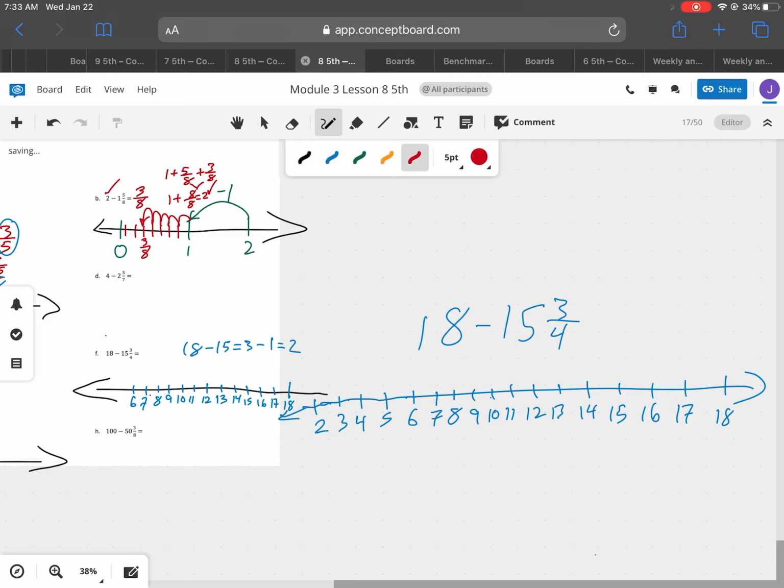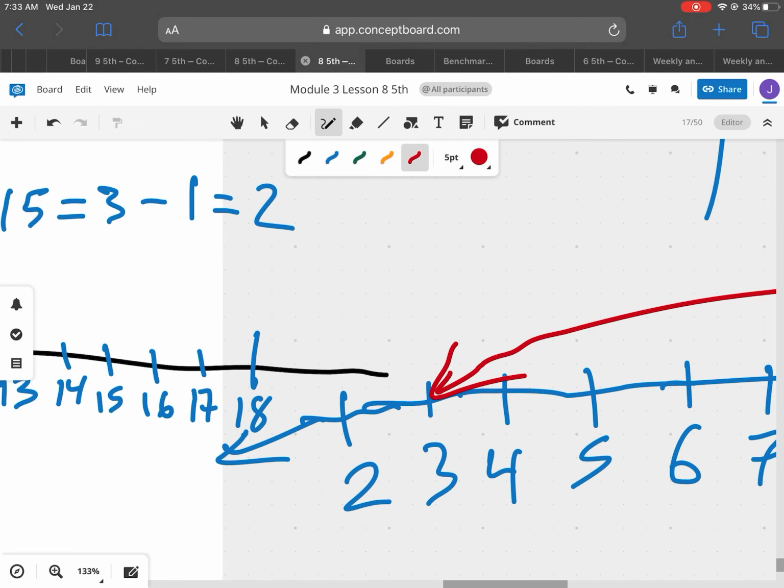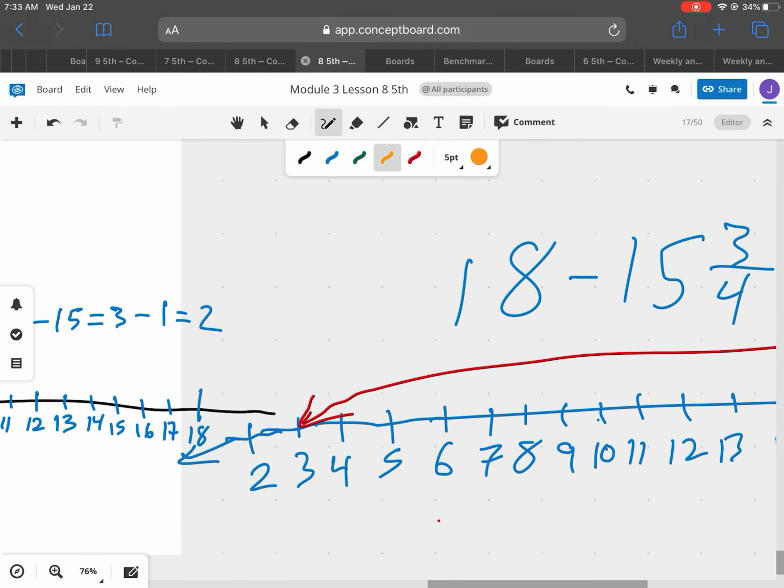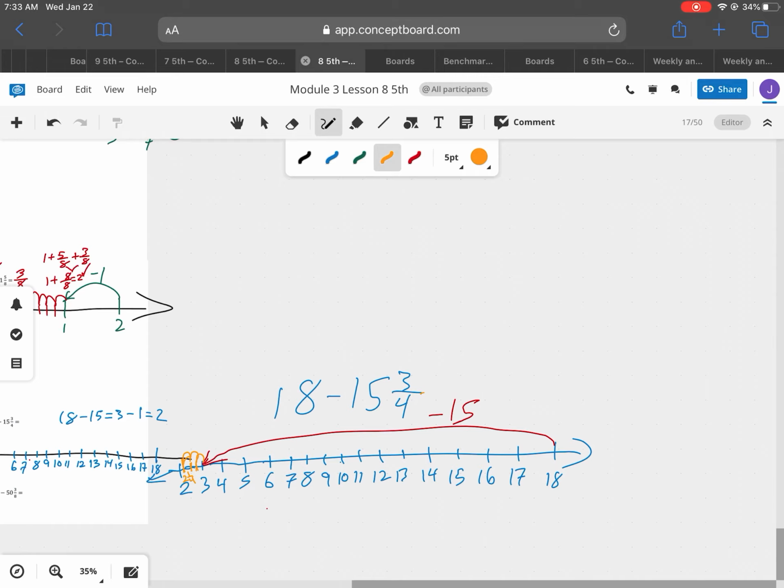So this is going to be a little hard to see. I'm going to minus 15, so hopefully you know that that's 3. Minus 15. And then in here, I'm going to break this up into fourths, and then subtract 1, 2, 3. And that gives me 2 1/4. So my answer to this one is 2 1/4.